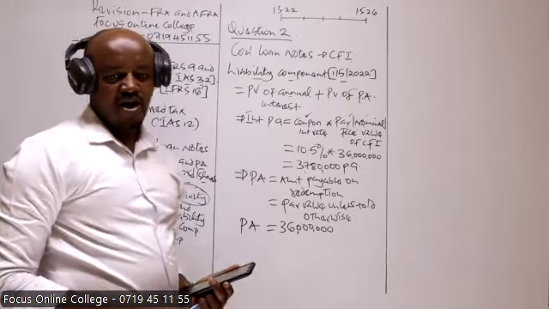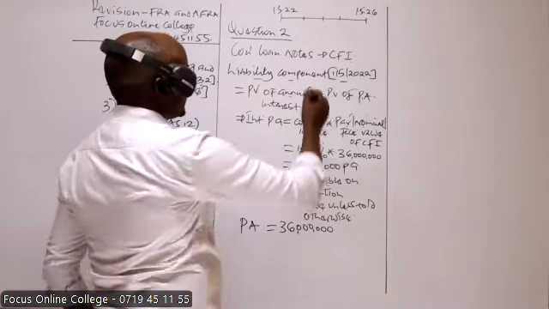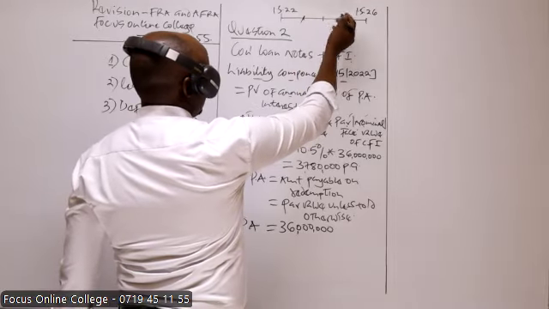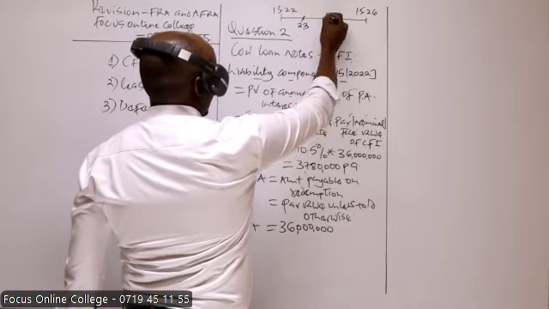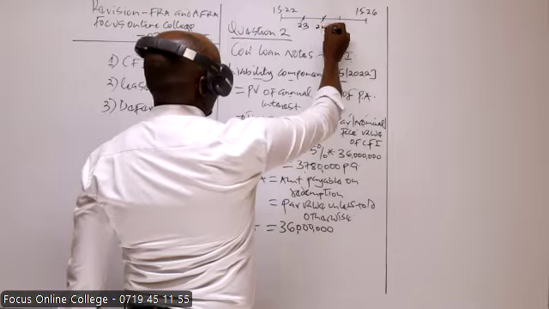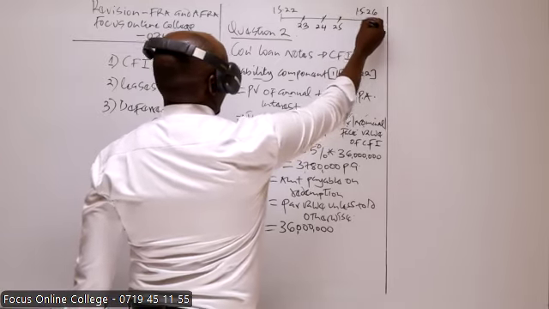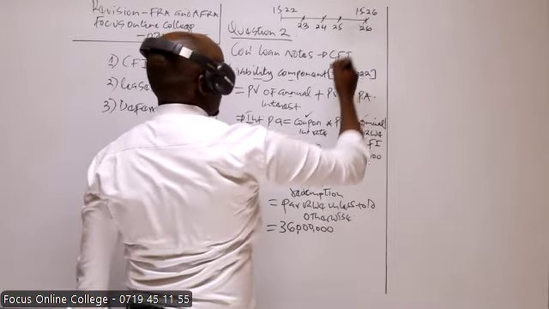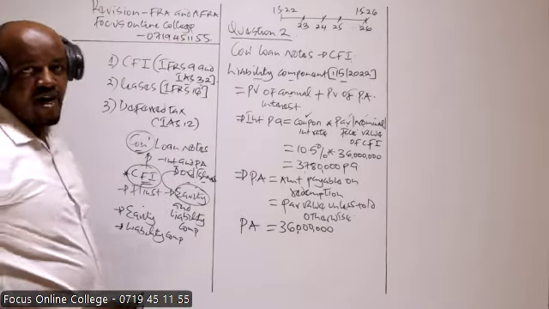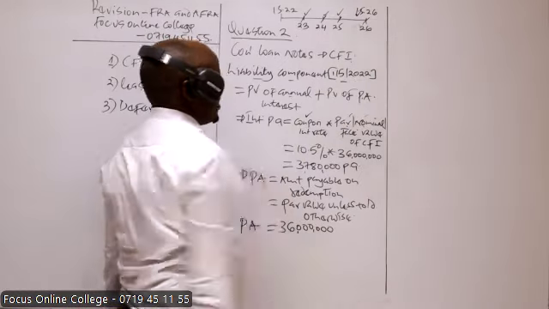How many years do we have between those two dates? The first year will end on 30th of April 2023. The other year, 30th of April 2024. The other year, 30th of April 2025. The other year, 30th of April 2026. So basically we have 4 years: 1, 2, 3, 4.